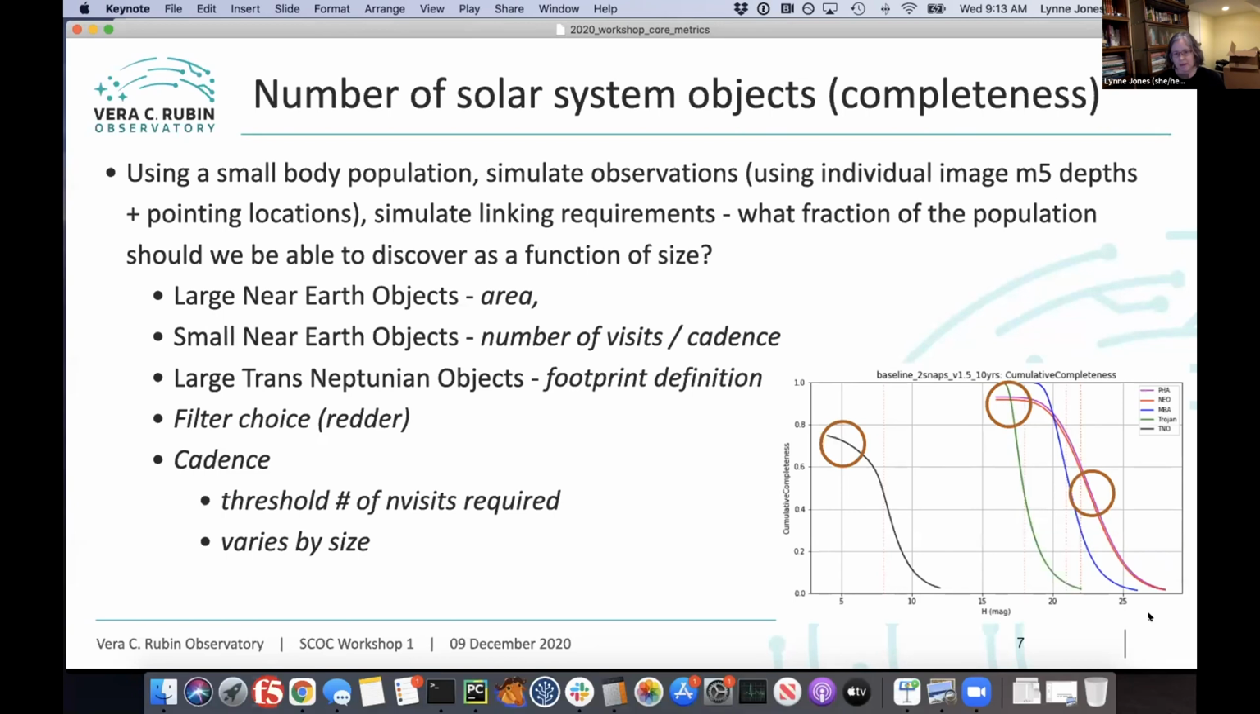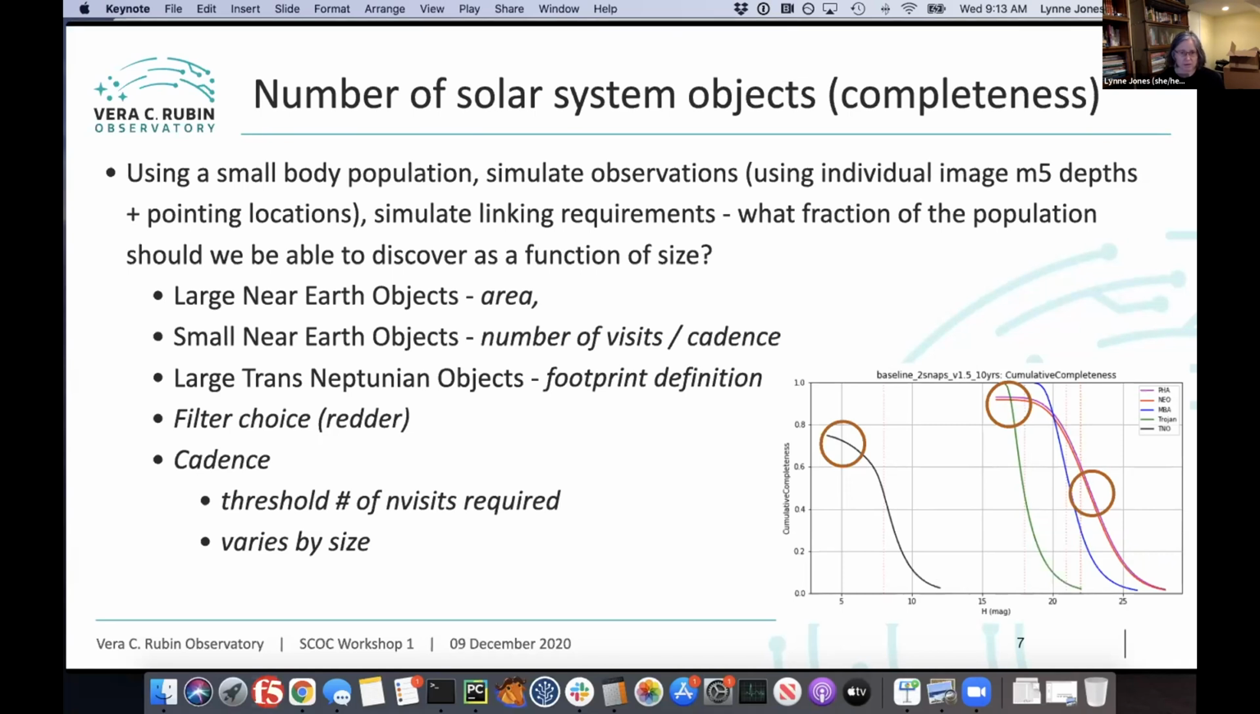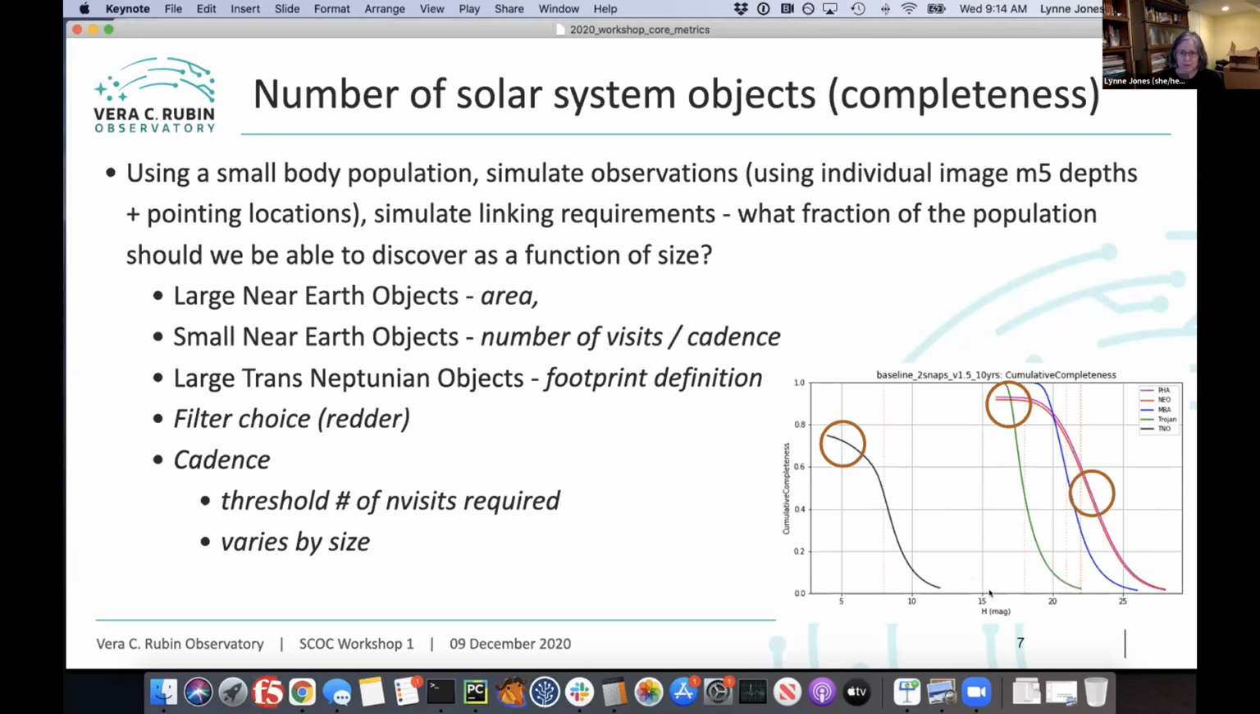Sorry, on the right here, we have a little plot. This is the cumulative completeness as a function of H magnitude. H magnitude you can think of as the size of the object. This is the NEO population. For the large NEO objects, the area is the primary driver for the completeness. How much sky did you cover? That's because they're distributed widely across the sky. And as these are the big objects, they're fairly bright and you see them quite a fair bit.